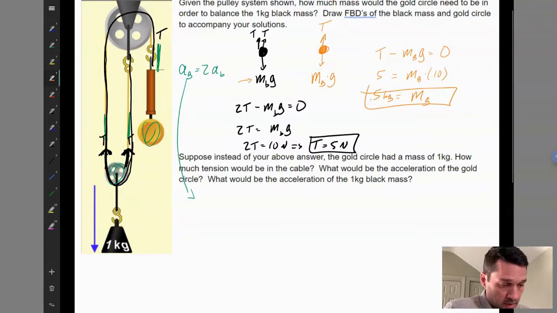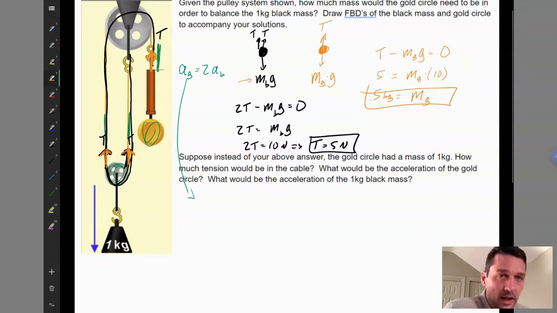So because the gold thing is supported by 1 string and the black thing is supported by 2 strings, the gold thing is going to need only to be half as massive because it's got 1 string pulling up on it, whereas the other one has 2 strings pulling up on it.